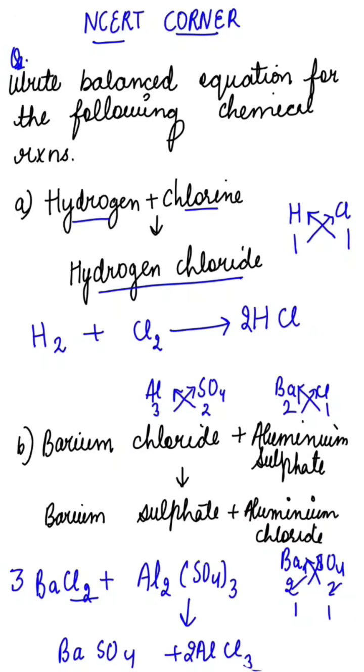Now let's move on to barium. Here 3 barium atoms are there and here only 1 barium atom is there. So what we will do, we will multiply 3 with barium on the product side. It will become 3 BaSO4. Okay, now let's see whether all the atoms are equal or not. Here 3 barium atoms are there in the reactant and in the product also 3 barium atoms are there. Now in the reactant 6 chlorine atoms are there and in the products also 6 chlorine atoms are there. 3 2s are 6. That means chlorine is also balanced.